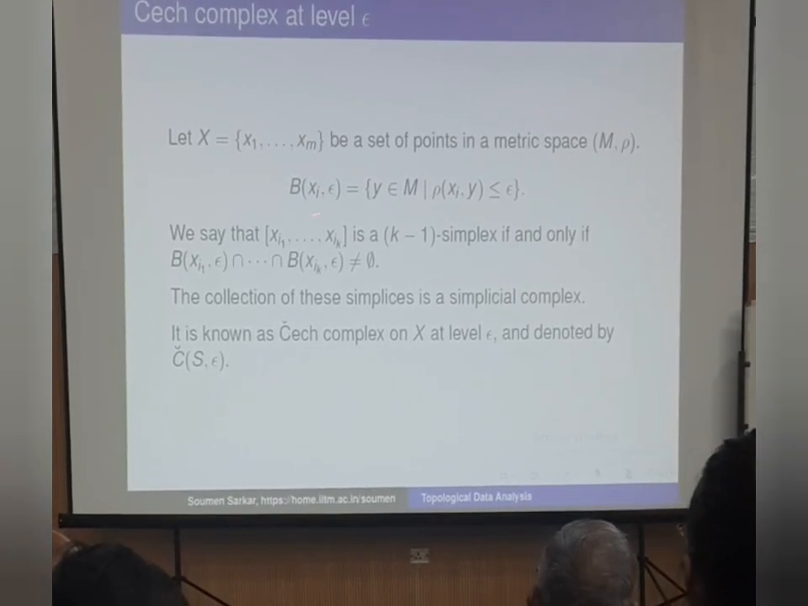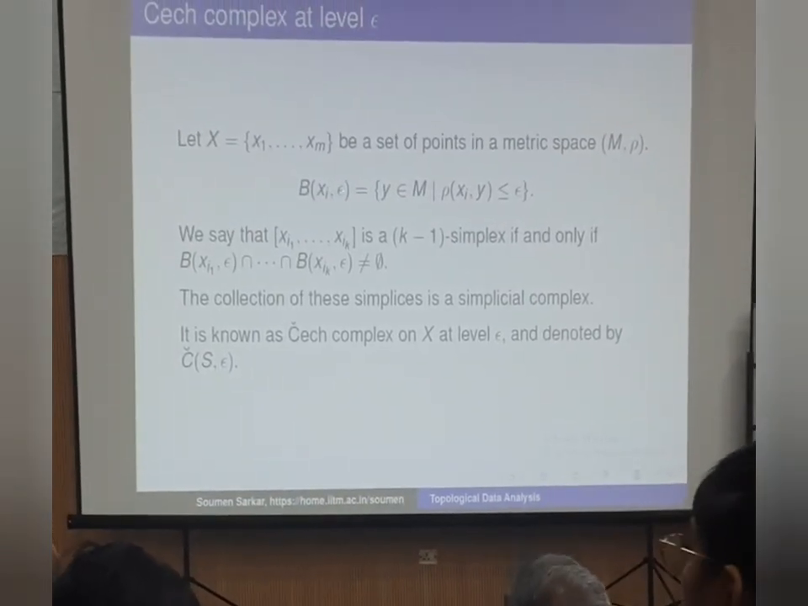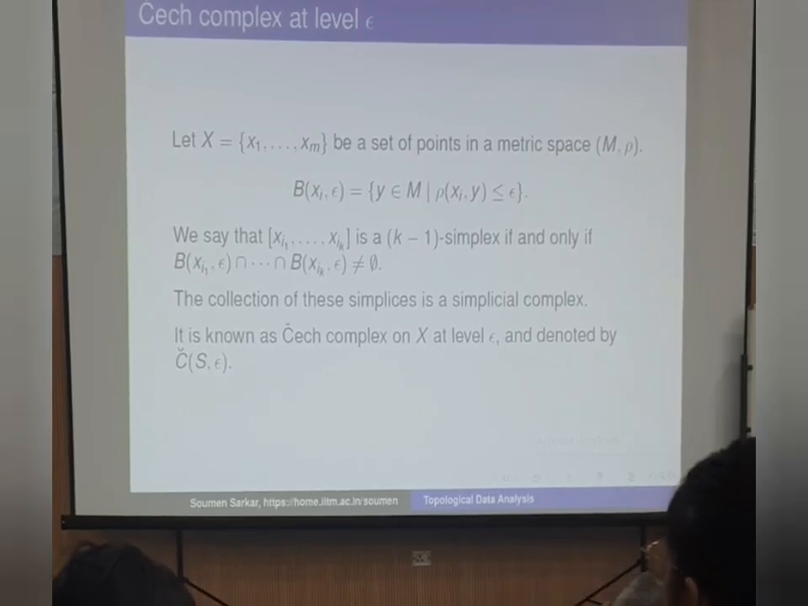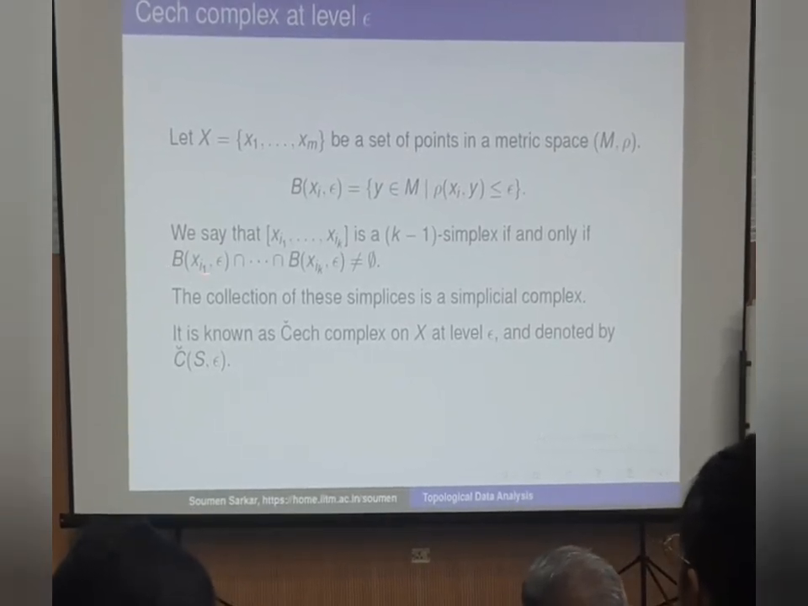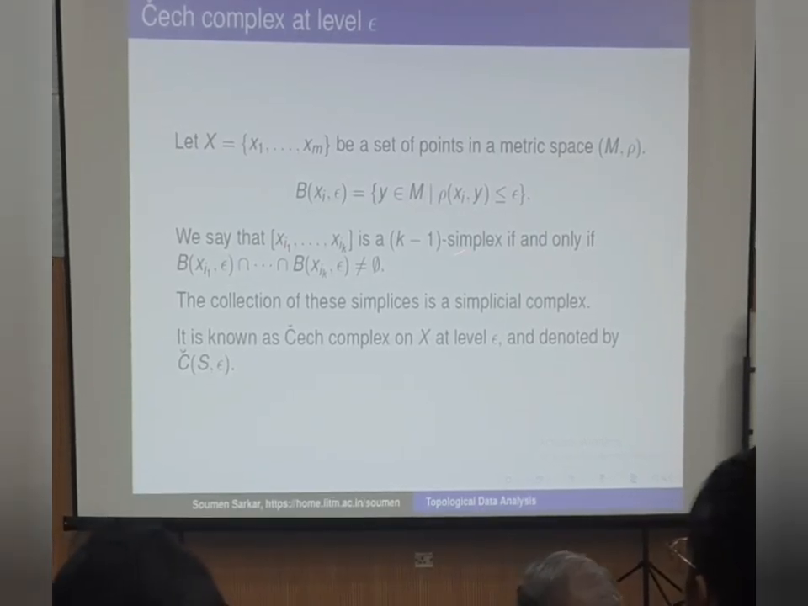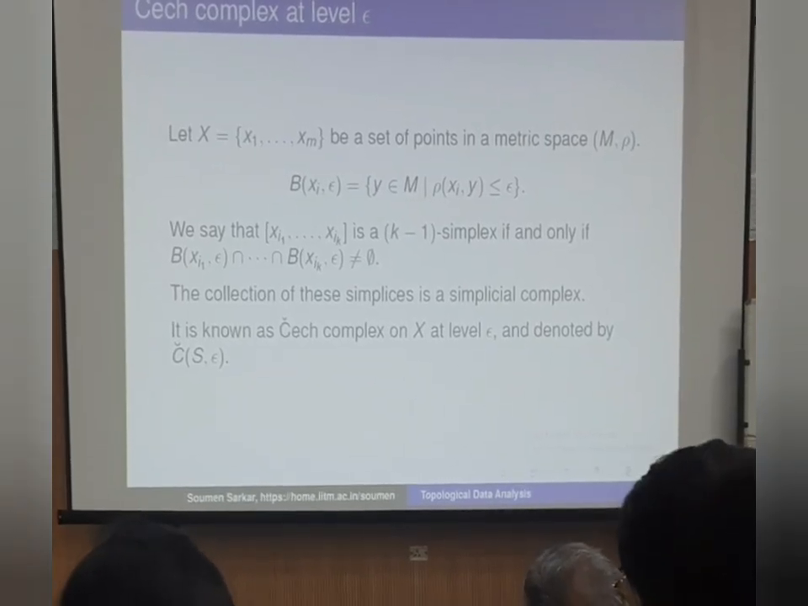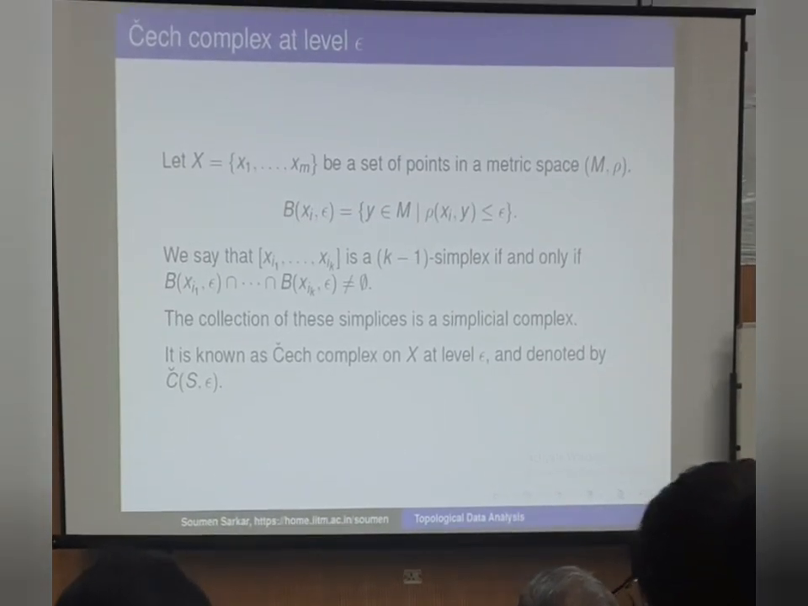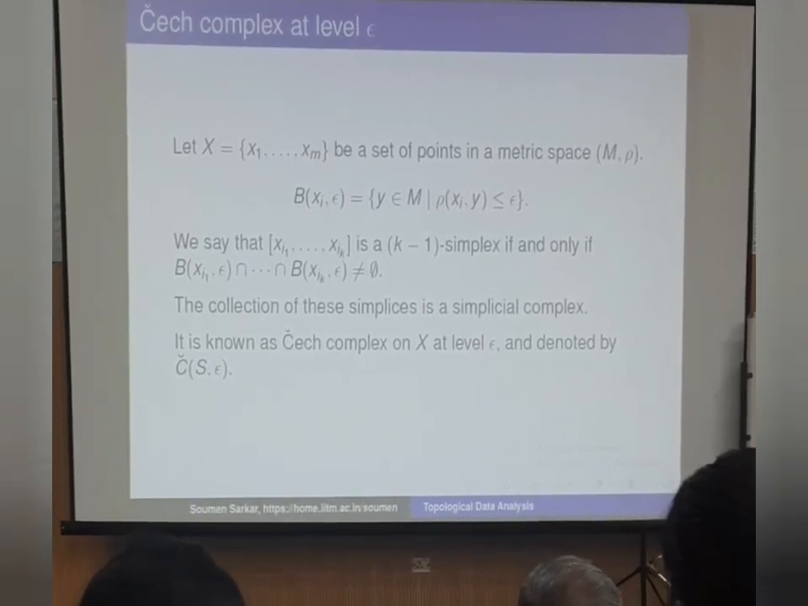So if we are having a metric, then we can have this kind of subset, which is like a ball of radius epsilon around it. So if we have k many balls of radius epsilon, and if their intersection is non-empty, then we consider this set as a k minus 1 simplex, because we are having this set and their intersection. So that means it is like filled up. So the concept makes sense. Yeah? We can define it.